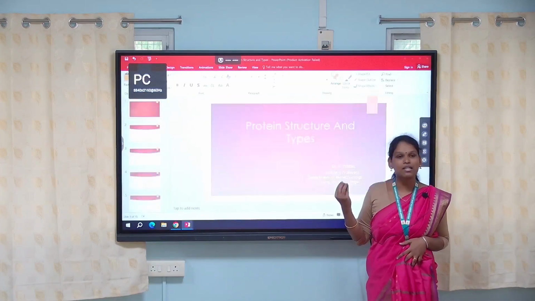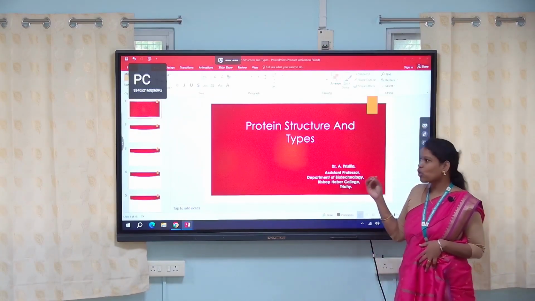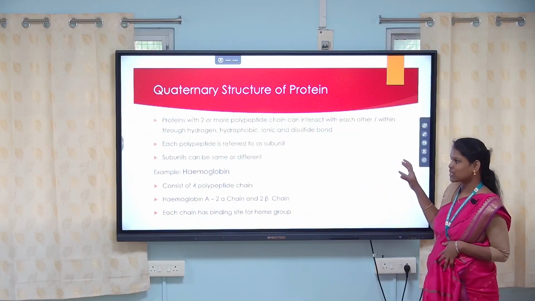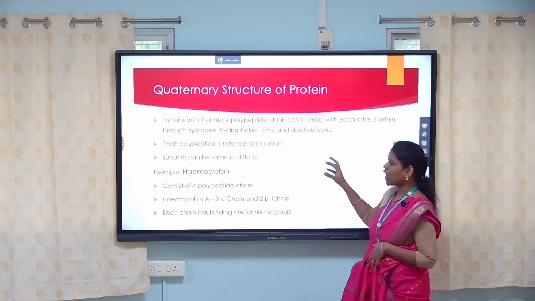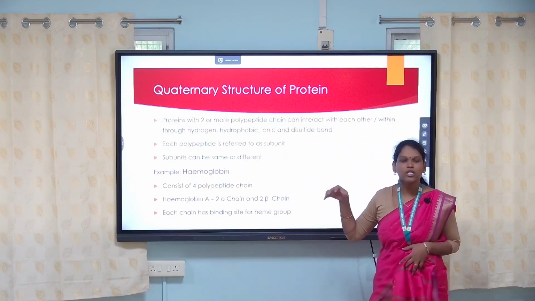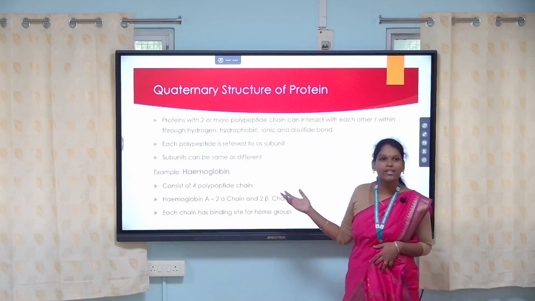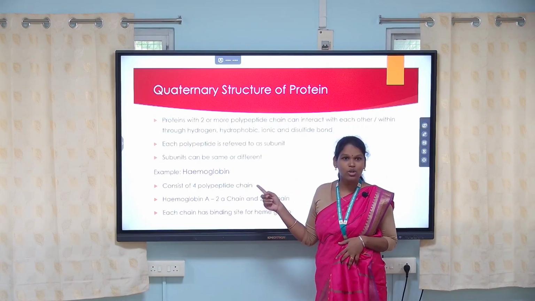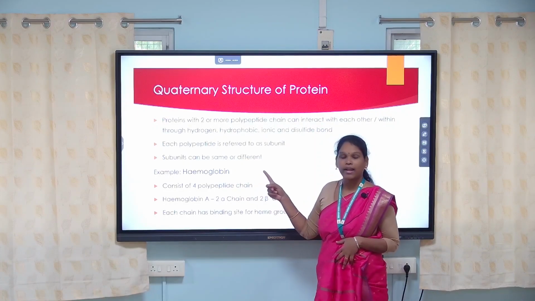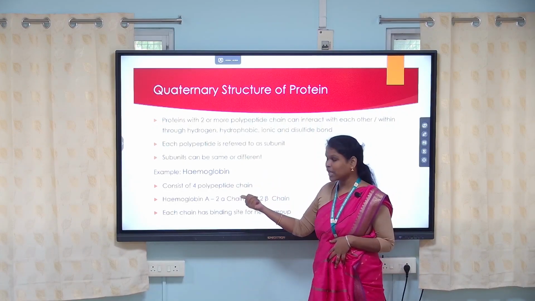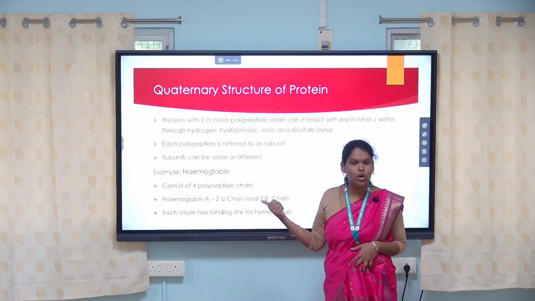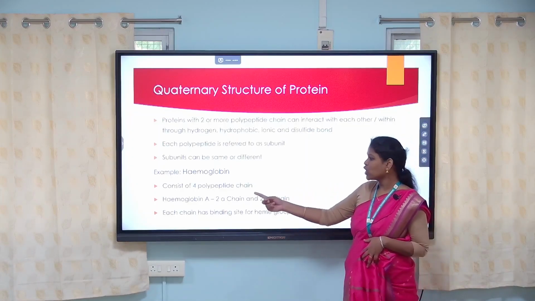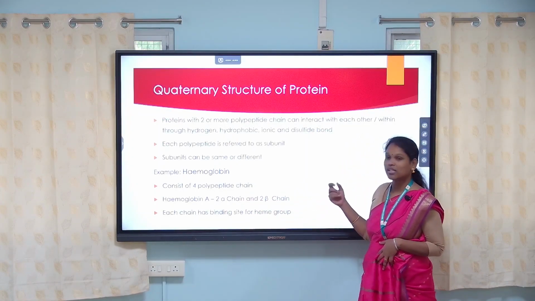That subunit is easily identified with the numbers of hemoglobin. So these are the different types of polypeptide chains, how they are noted in the quaternary structure, and the subunits can be the same or vary based on the environment. A good example of quaternary structure of protein is hemoglobin. Hemoglobin has 4 polypeptide chains, and here I am highlighting hemoglobin A because there are a number of hemoglobin types in our body. Hemoglobin A has 2 alpha chains and 2 beta chains in its structure.